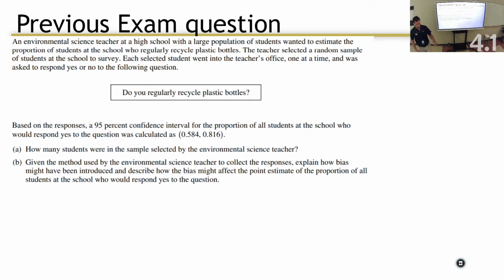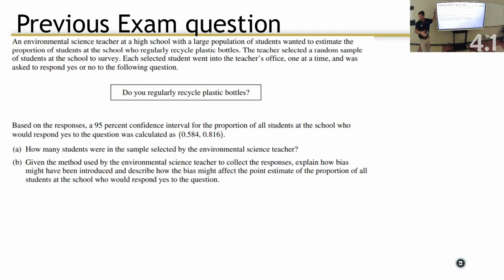Okay. Here you go, guys. Look, watch. This is a previous AP exam question. I looked through and found one. I randomly found one. An environmental science teacher at a high school with a large population of students. So we got a high school like Bentonville with a large population of students. They want to estimate the proportion of students who regularly recycle plastic bottles. Cool. The teacher selected a random sample of students at the school to survey. So we got a random sample, so we didn't go to the science classroom and ask those cats. So we did good there, right?